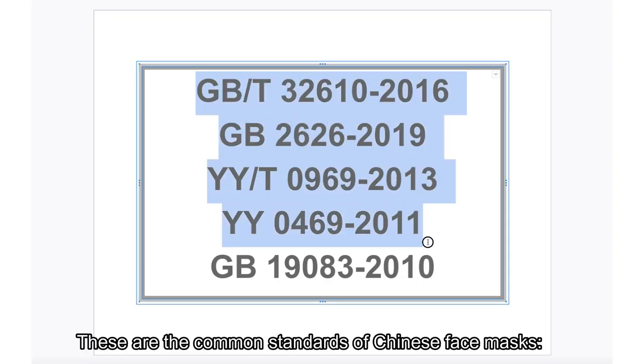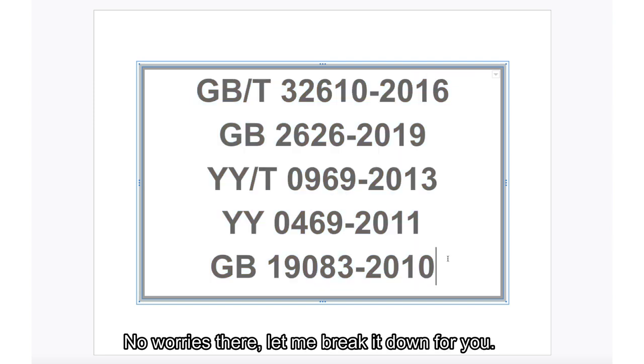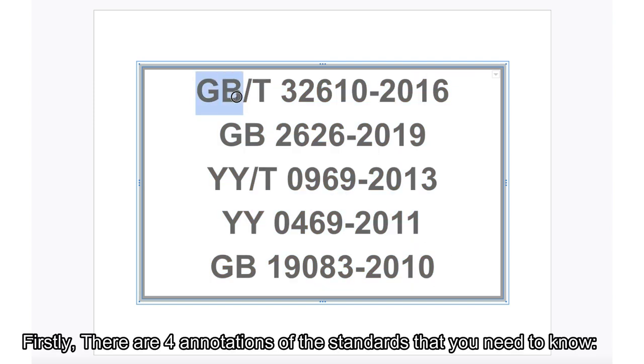These are the common standards of Chinese face mask. Doesn't make any logical sense, right? No worries there, let me break it down for you. Firstly, there are four annotations of the standards that you need to know.